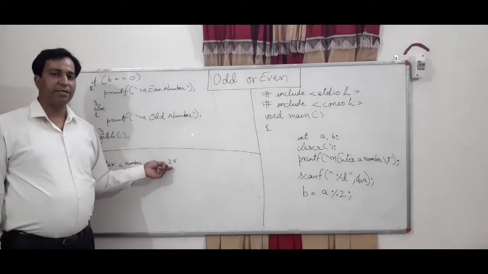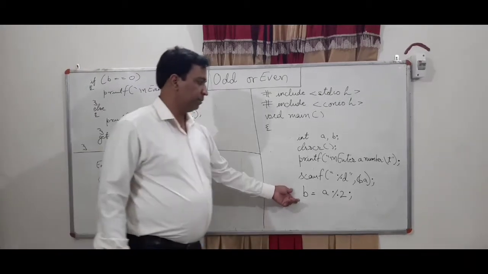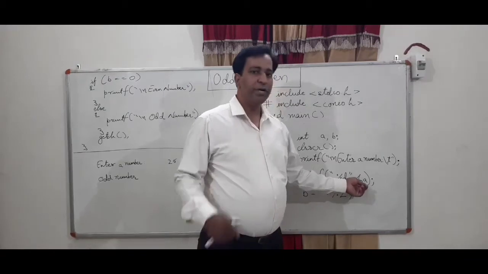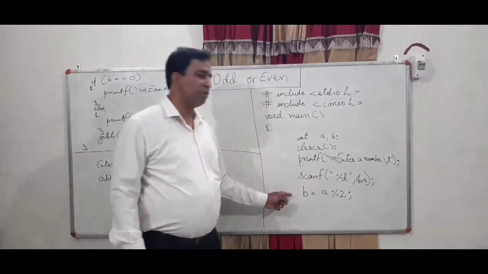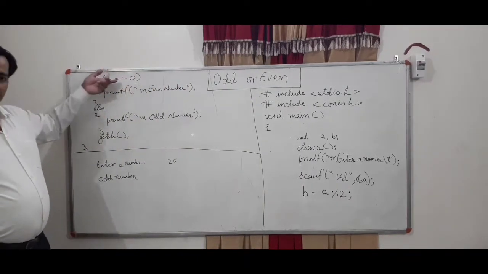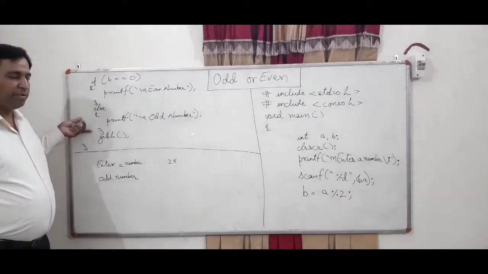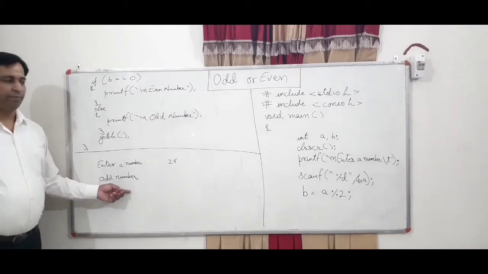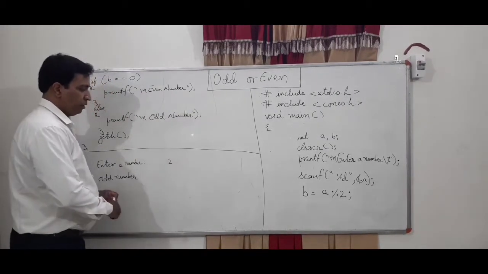If suppose the user enters 25, then B is holding 1, right? Why 1? Because A is holding 25. 25 divided by 2, the remainder will be 1. 1 equal to 0. This statement comes false, and then the else part will be executed and the output will be odd number, right?